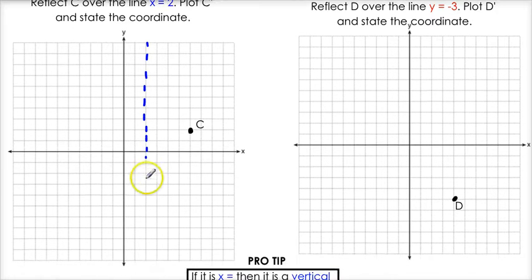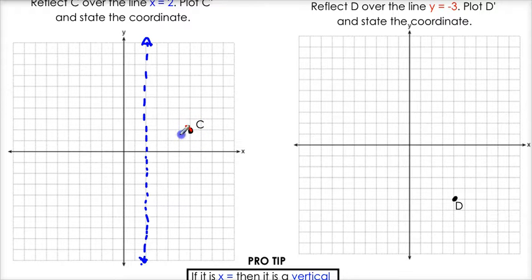And we use a dotted line for the line that we're going to reflect over. We're just going to put a dotted line. So x equals 2 is just a vertical line at 2. X equals anything will always be vertical. So to do C prime, all we do is count.